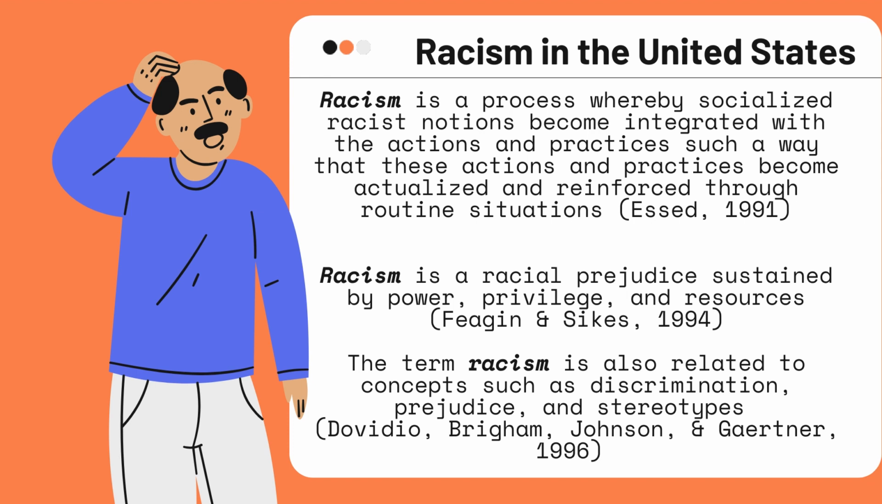Racism is a racial prejudice sustained by power, privilege, and resources. The term racism is also related to concepts such as discrimination, prejudice, and stereotypes. Actions of discrimination, prejudice, and stereotypes can also be viewed as unjust social behaviors, attitudes, or beliefs. In its very essence, racism involves not only negative attitudes and beliefs, but also social power to disadvantage some groups of people, and at the same time, it offers advantages to other groups.